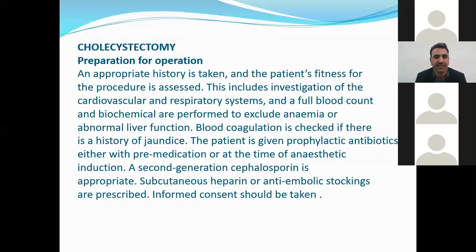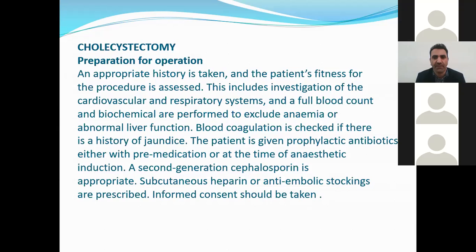We discussed the cholecystectomy. How do we do the cholecystectomy? Before cholecystectomy, you should prepare the patient for this operation. An appropriate history should be taken. Patient fitness for surgery or for this procedure should be assessed. They include investigation of the cardiovascular and respiratory systems, and full blood count and biochemical tests performed to exclude anemia, because anemia is very important in the pathogenesis of gallstones. As we said, it could be hemolytic anemia, abnormal liver function. Blood coagulation is checked if there is a history of jaundice.